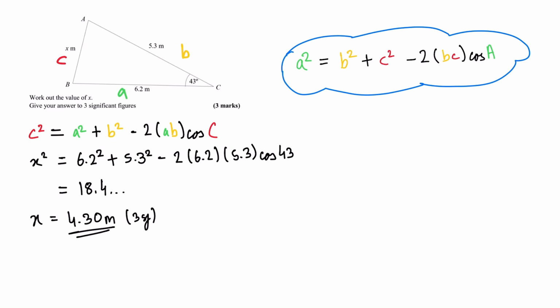It's very important that you remember that it's c squared, not just c. A lot of people forget to square root it at the end, so make sure you do square root it at the end, and you sense check it, because if two of the sides are around 6 and 5 meters, it's very unlikely that AB is going to be 18.4 meters.